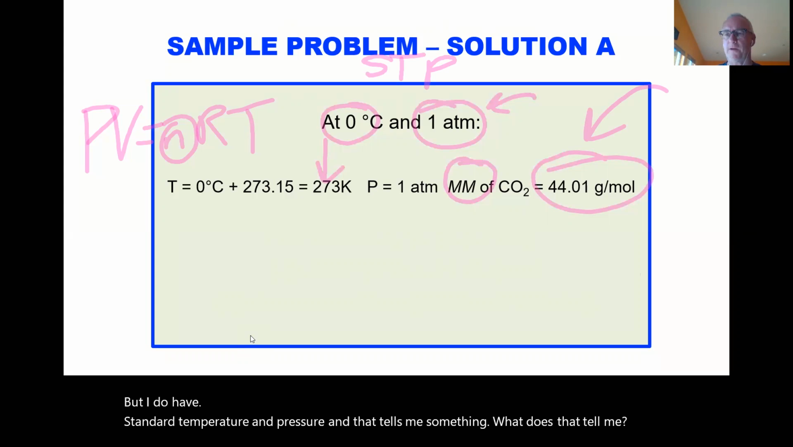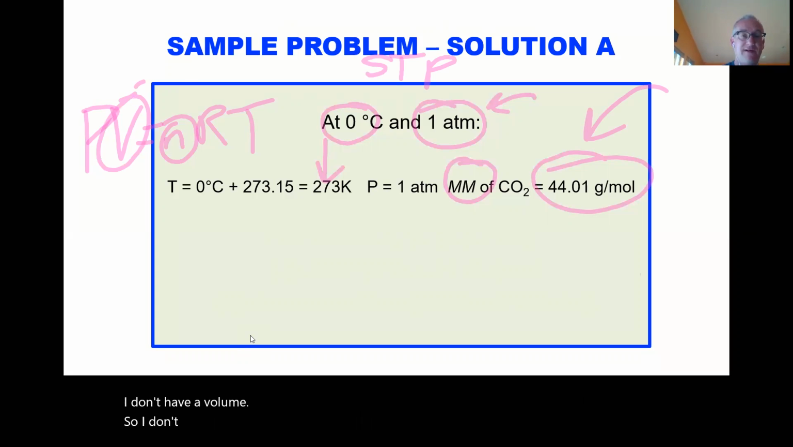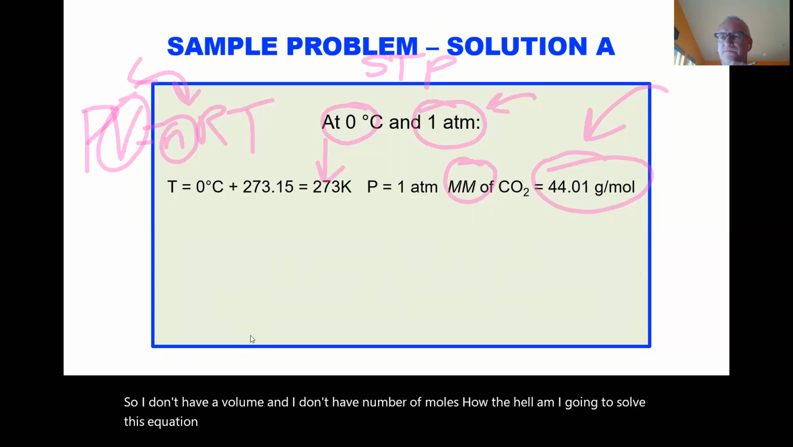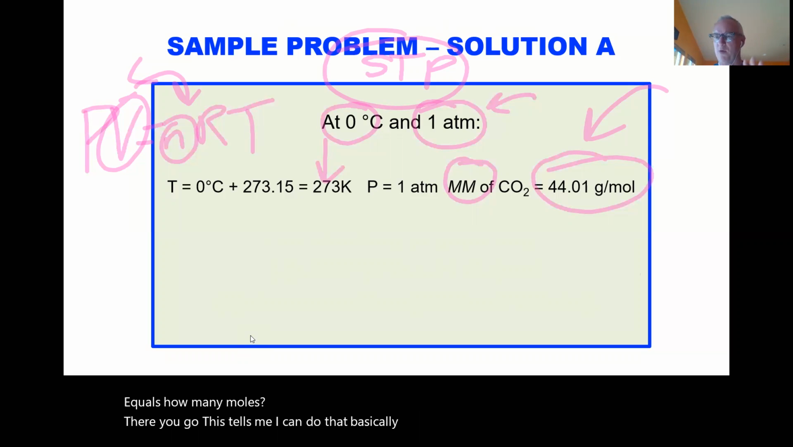I don't have a volume, and I don't have a number of moles. How am I going to solve this equation without either one of those? You can use 22.4 liters equals how many moles? 1. There you go. This tells me I can do that. Basically, it's sort of giving the game away.